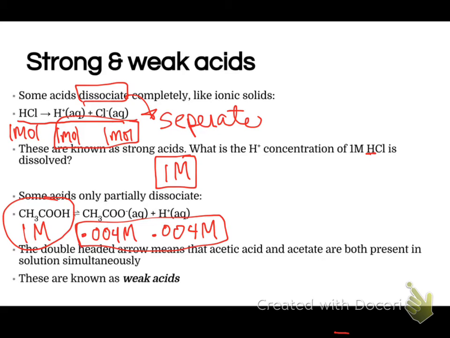So we communicate this kind of situation, where you have the parent compound, acetic acid, and the ions at the same time in solution, by using that double-headed arrow like this. Okay, that means that they sort of go back and forth. That's called equilibrium. And we will study that more extensively in a little while, because it is a very important concept.